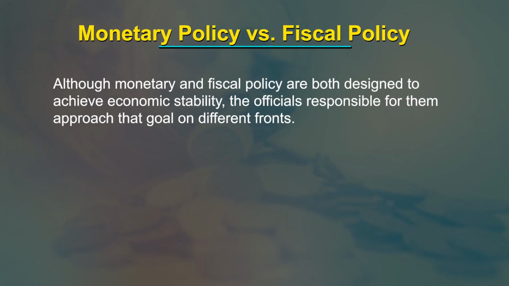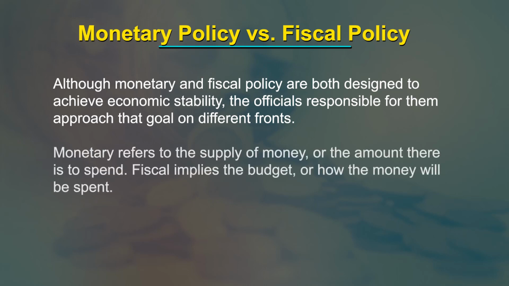Now, the monetary and fiscal policies are both designed to achieve economic stability. The officials responsible for them approach the goal on different fronts. The main goal is economic stability. On the one hand, monetary policy refers to the supply of money and the amount there is to spend. So, how much money is there and how to spend it?